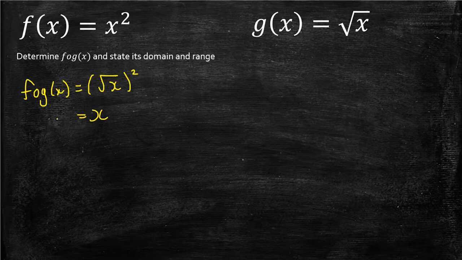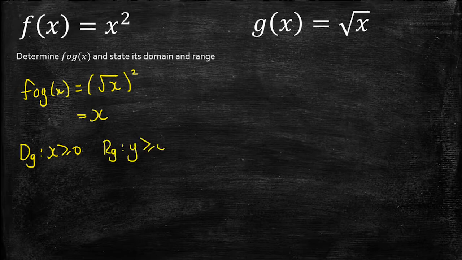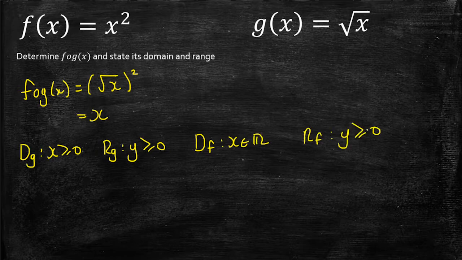We need to put x values into the g function. That'll output a y value from the g function, which will input into the f function, which will output a new value there. So the domain of g is x has got to be greater than or equal to 0 because we can't square root negative numbers. The range of g is going to be y is greater than or equal to 0. The domain of f is a quadratic, so we can accept any x values, and the range of f is y is going to be greater than or equal to 0.